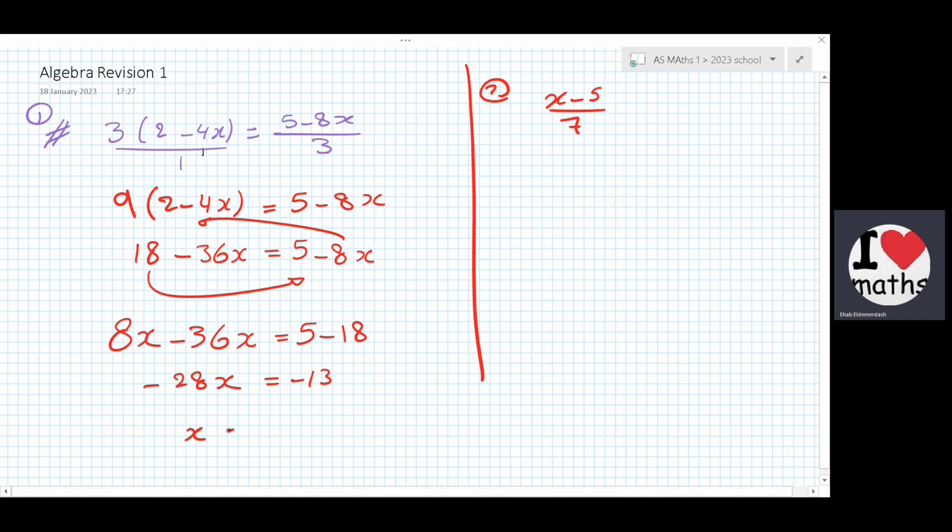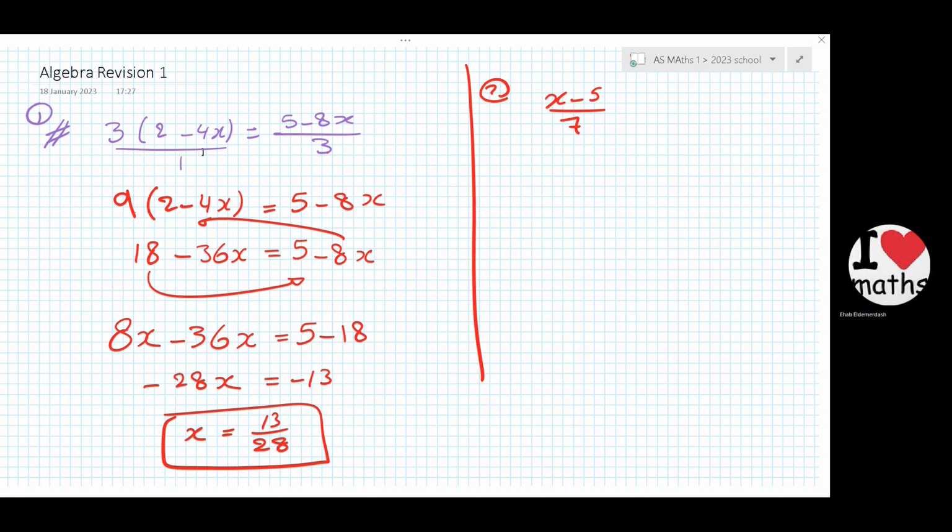What I should do, I have to just divide by negative 28, so the answer will be 13 over 28, and you have to keep it as a fraction. If you converted it to a decimal, it's fine, but most likely you should keep it as a fraction. It will not make a problem. Who did it and who did not, and what's the problem with this question? Who has a problem with this one? Hassan, any problems in this question?